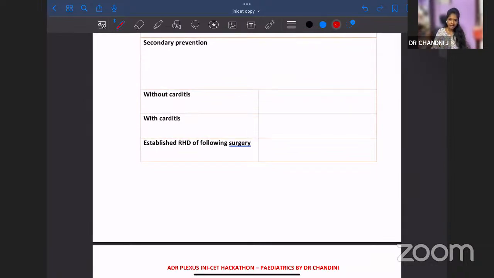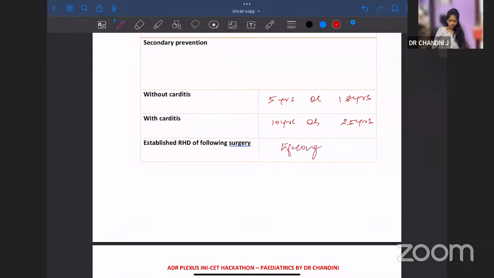If there is no carditis, then you give for 5 years, or when the child becomes 18 years of age, whichever is later, 5 years or 18 years. Okay. If carditis, you give for 10 years or till 25 years of age, whichever is later. If it's an established rheumatic heart disease or you're doing some surgery, then you have to give lifelong prophylaxis.